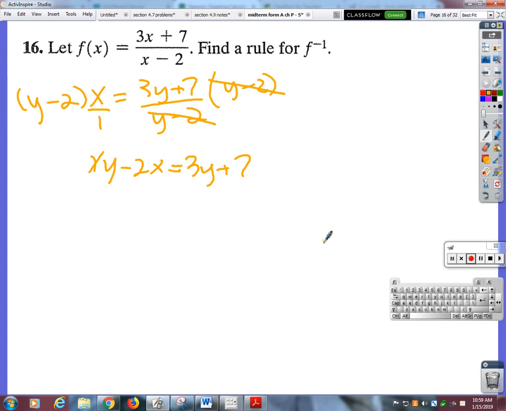All right, this last step is a little bit tricky. I'm trying to solve this for y, but there's two different terms with y's in them, and they're not like terms, so I can't combine them. So what I'm going to do is get everybody with a y in it on the left, and everybody without a y in it onto the right. So I'm going to rewrite this as xy minus 3y equals 2x plus 7. So I subtracted the 3y over to the left, and I added the 2x over to the right.